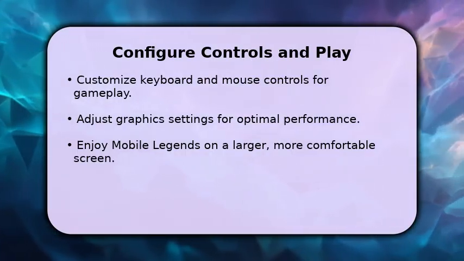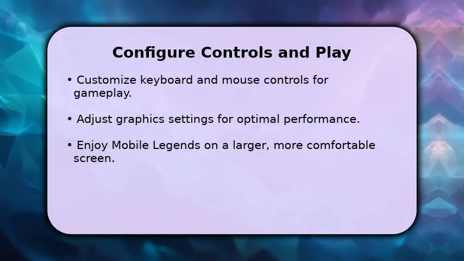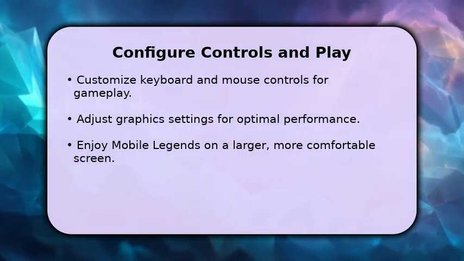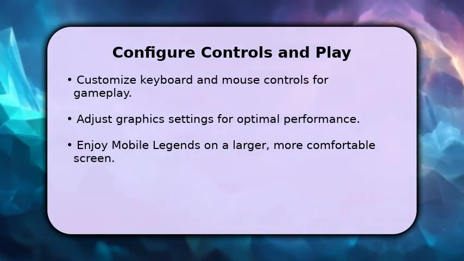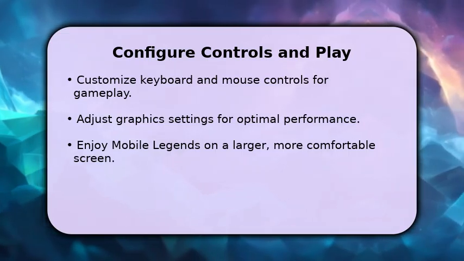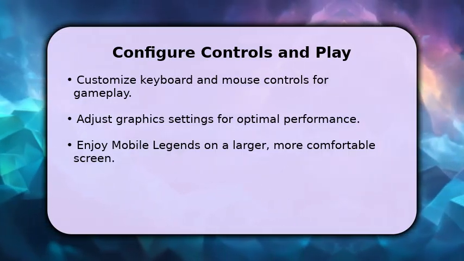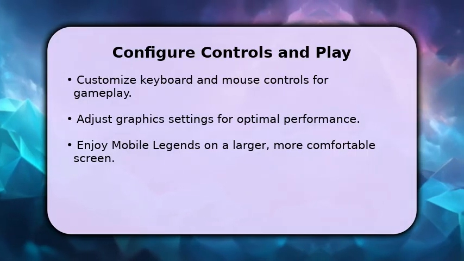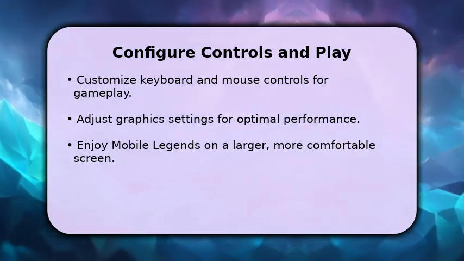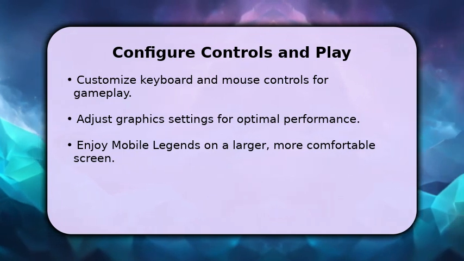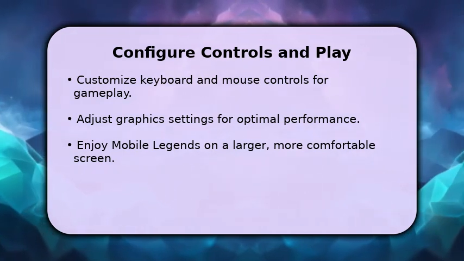You can then customize your keyboard and mouse controls through the emulator's game Controls Editor, often found in the side toolbar. Experiment with different settings like WASD for movement and hotkeys for skills to find what feels best. Adjust in-game graphics for a smooth experience and get ready to dominate the battlefield with enhanced precision.